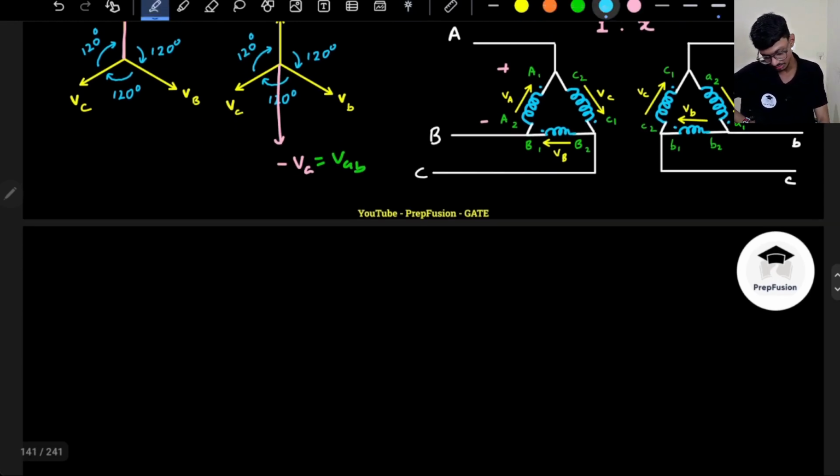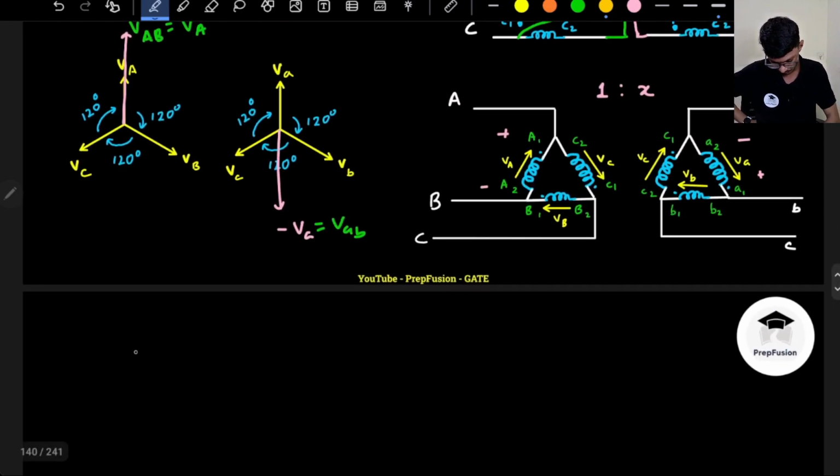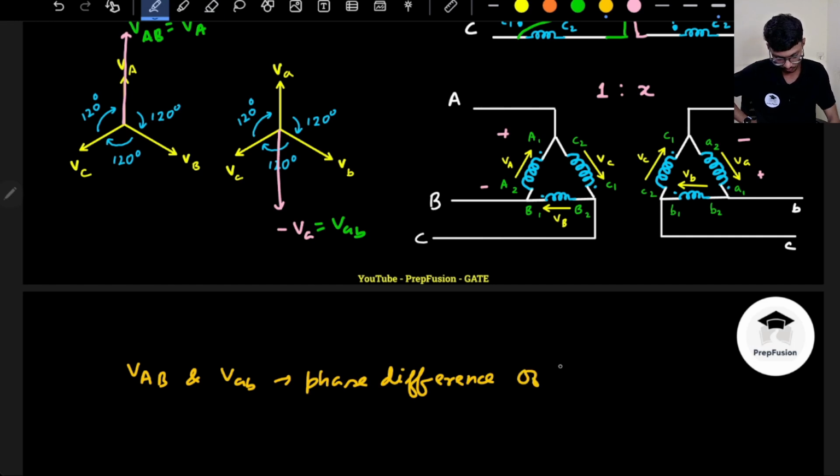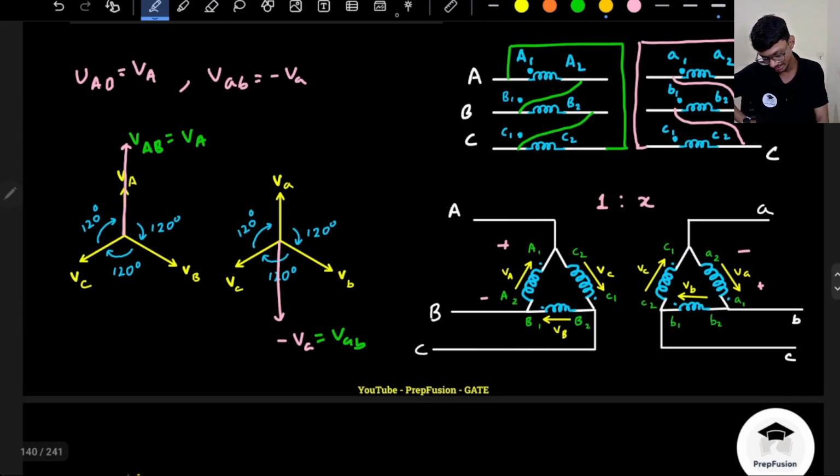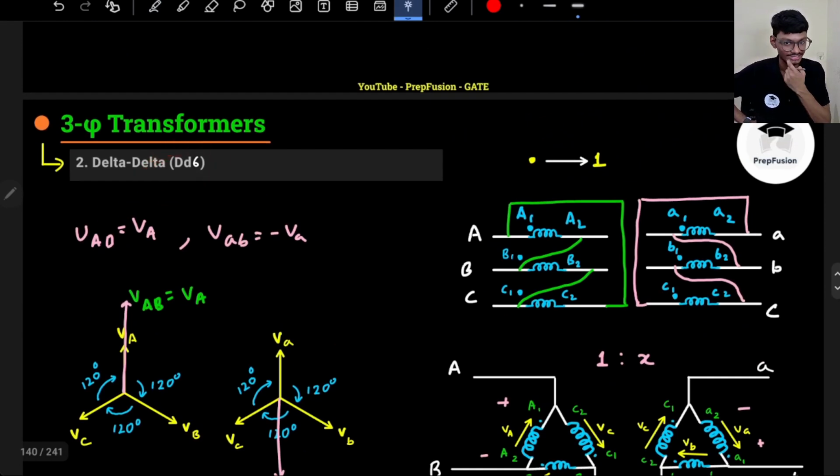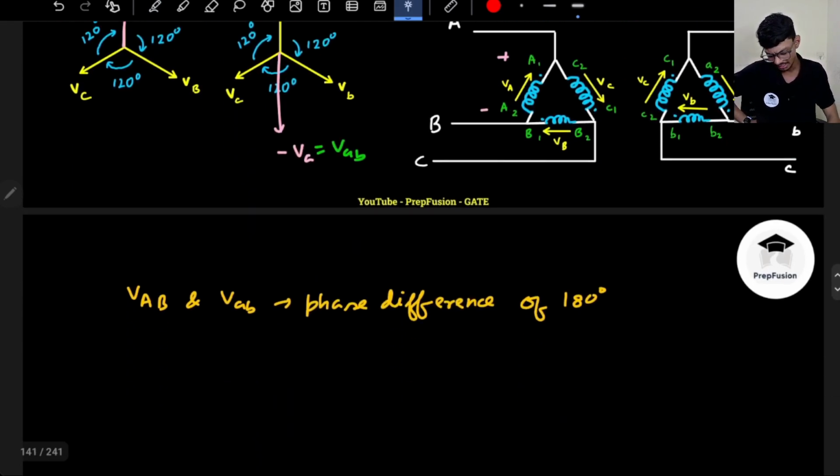So basically what I can comment is, my VAB and small vab have a phase difference of 180 degrees. That's why it is called DD6. That is the reason it is called DD6. Okay, simple to understand. And the magnitude is the same, right?